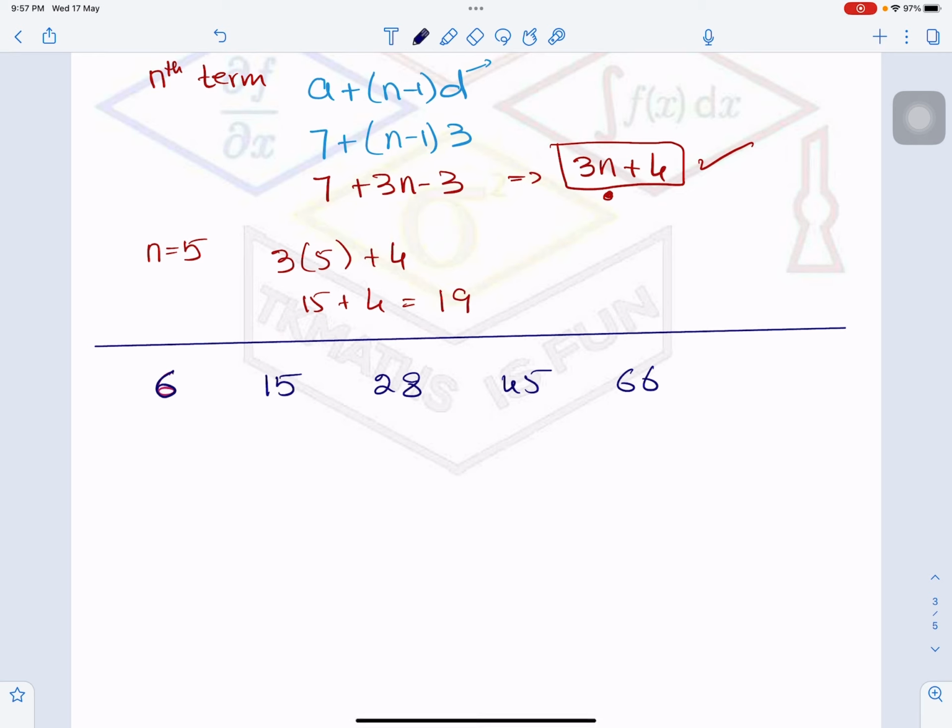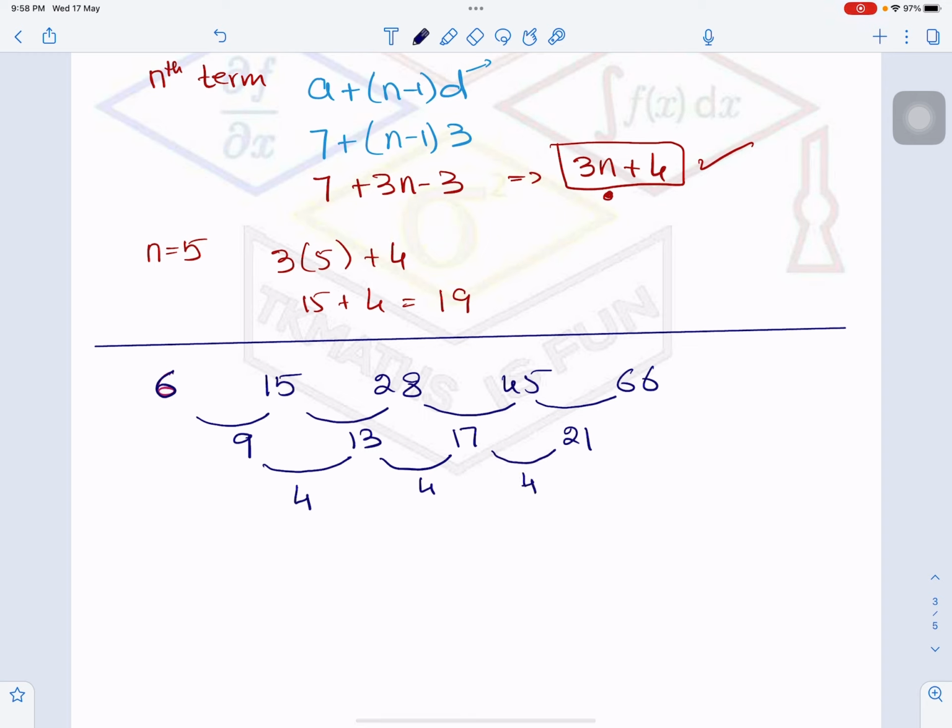Now if you see the difference between these terms, let me draw a line here. So 15 minus 6 is 9. 28 minus 15 is 13. 45 minus 28 is 17. And 66 minus 45 is 21. Now this difference is not common, right? Difference is not common. So if I take a difference again and now it is common, for example, 13 minus 9 is 4. 17 minus 13 is 4. 21 minus 17 is 4. So then this sequence is called a quadratic sequence.